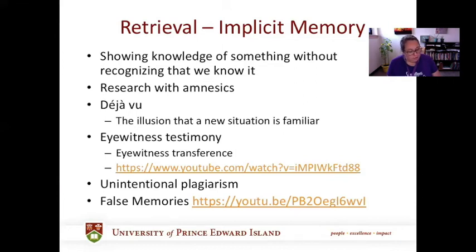In a way, déjà vu is the opposite of amnesia. Whereas amnesiacs have memories without awareness or familiarity, the person with déjà vu has a sense of familiarity, but no real memory. Estimates vary, but between 30 and 96% of people report having these kinds of experiences. Retention without awareness can also have serious consequences.